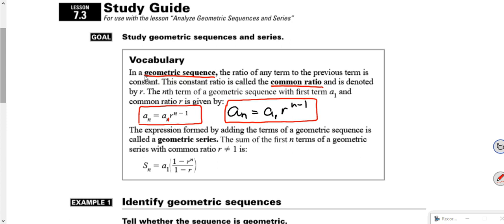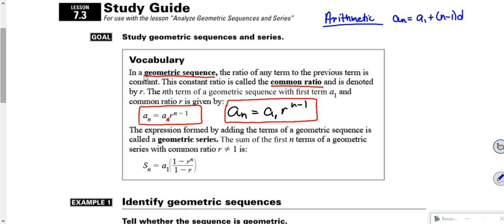Now, let's do a blast from the past. Last time we talked about arithmetic. If you remember the arithmetic sequence, the formula was a sub n equals a sub 1 plus n minus 1 times d. D was the common difference. Now we're talking about having a common ratio from one term to the next. So you're multiplying by a constant r instead of adding or subtracting a d. So we have a new formula for the nth term.